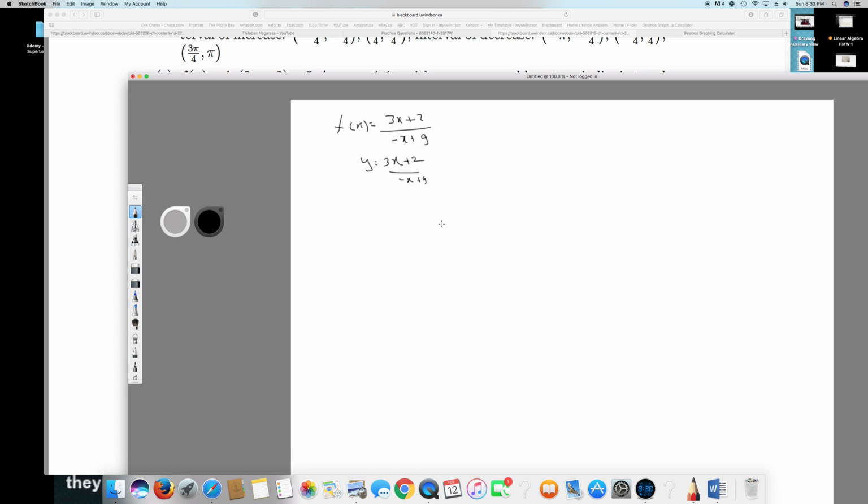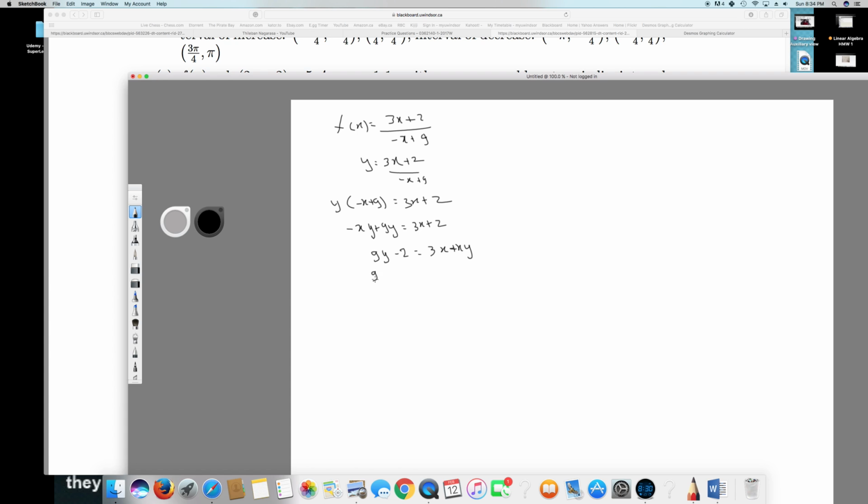Now I have to solve for x. So to solve for x, let's first multiply this y by this number. So it's going to be y times negative x plus 9 is equal to 3x plus 2. Now I'm going to expand the y with this value, so it's going to be negative xy plus 9y is equal to 3x plus 2. Let's see what I can do. In this case, let's bring the x on one side and y on the other side. So if I put 9y minus 2 on one side, and this minus xy I'm going to bring to the other side, it's going to be 3x plus xy.